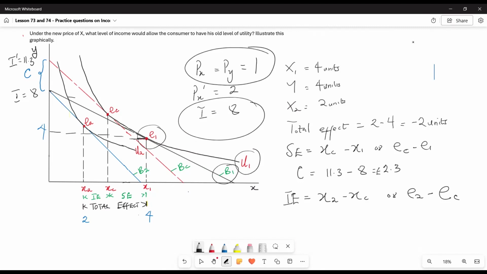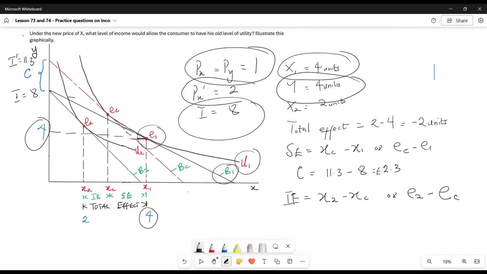We've solved in our previous lesson that with this information, the quantity demand of good X is 4 units, which is represented here as X1, and the quantity demand of good Y is also 4 units, which is represented here. Now, the price of good X increased from 1 to 2, which is represented as PX prime. With this increase in price, our consumer named Ella moved from budget constraint B1 to budget constraint B2, moving her to a new equilibrium bundle E2 and indifference curve U2.